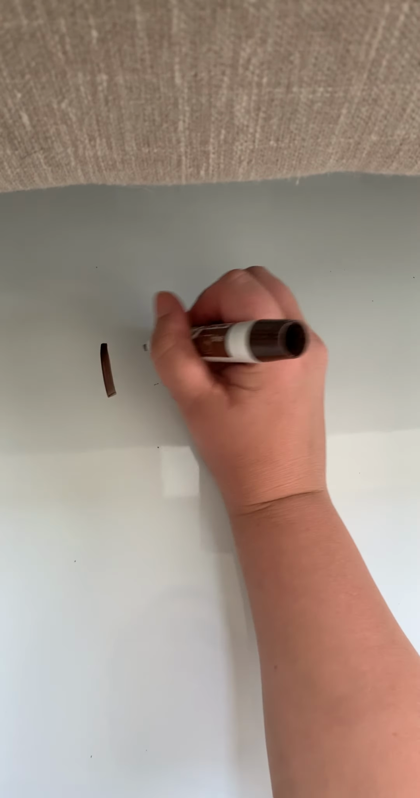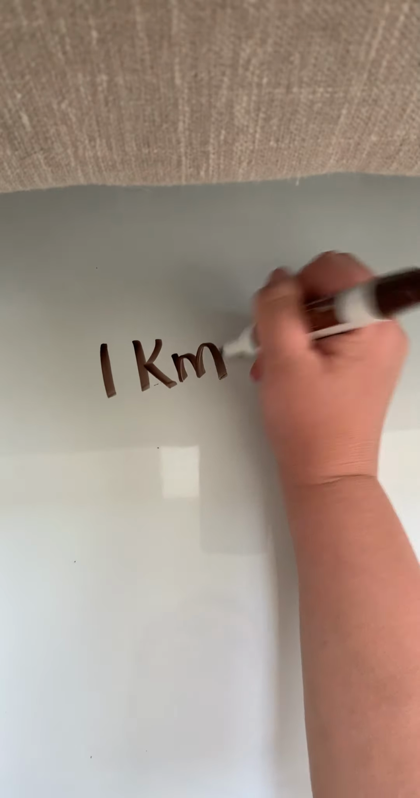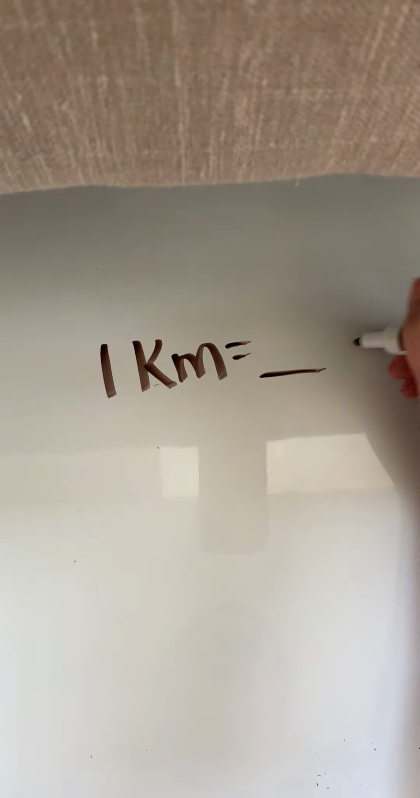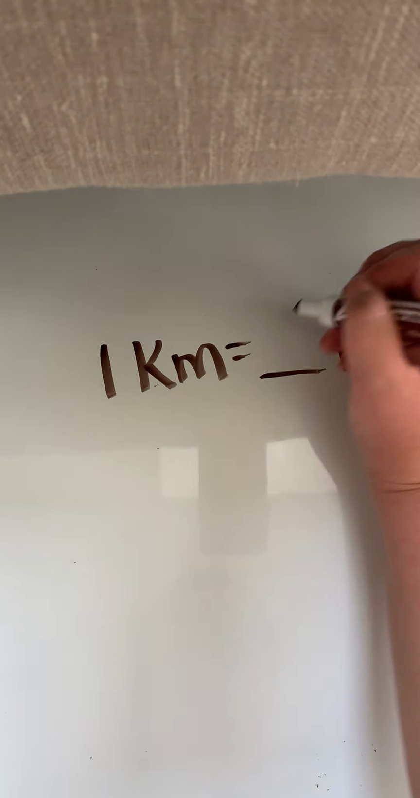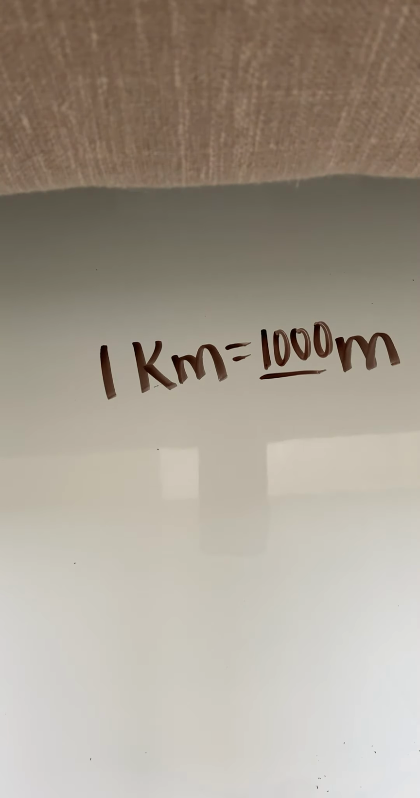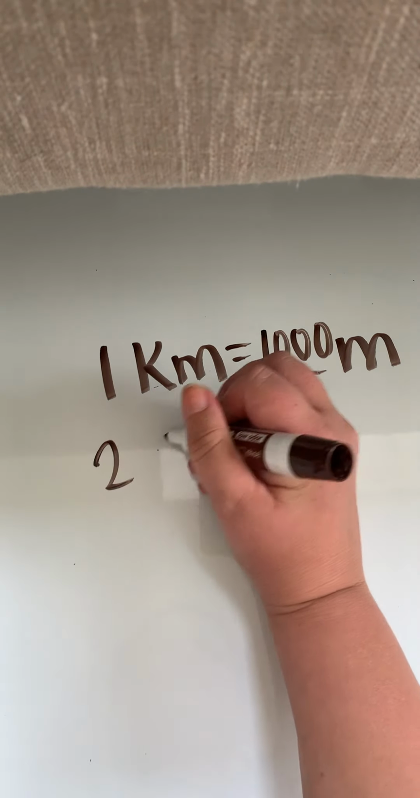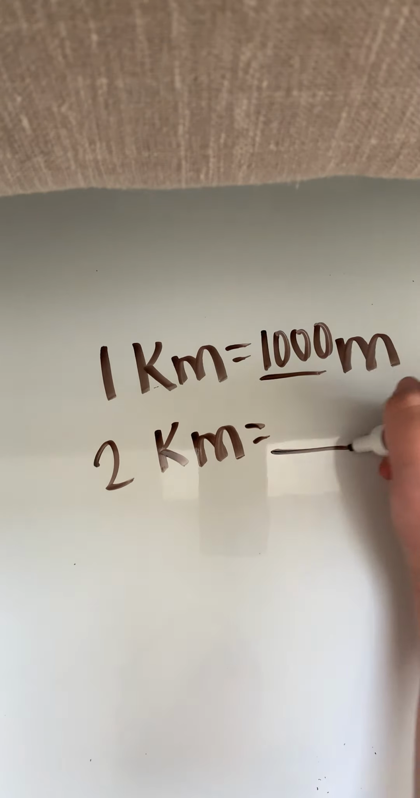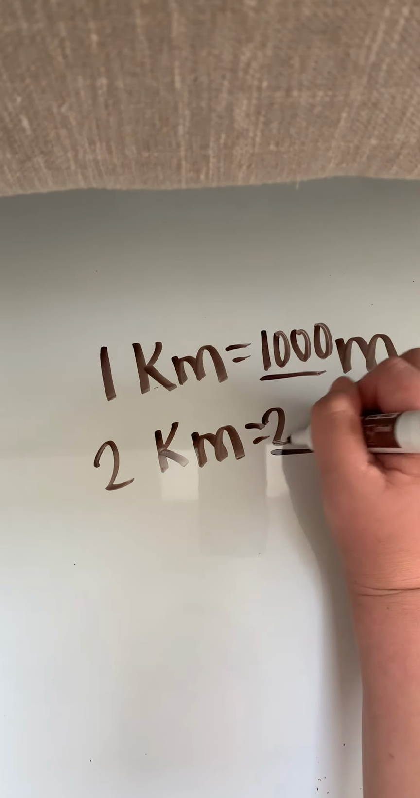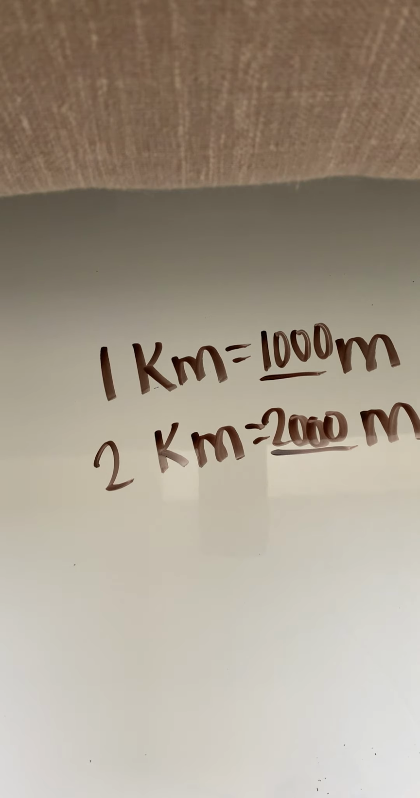Okay, if you didn't, let's go ahead and do a quick refresher. 1 kilometer, 1 km, equals how many meters? Excellent. 1,000. Okay, so we have 1,000 meters in 1 kilometer. So how many meters are there in 2 kilometers, Jonah? Awesome. We've got 2,000.